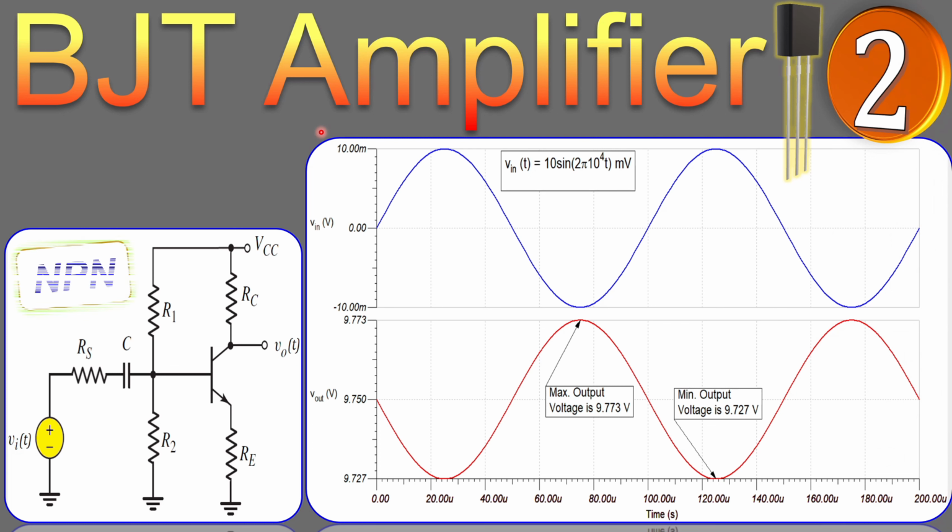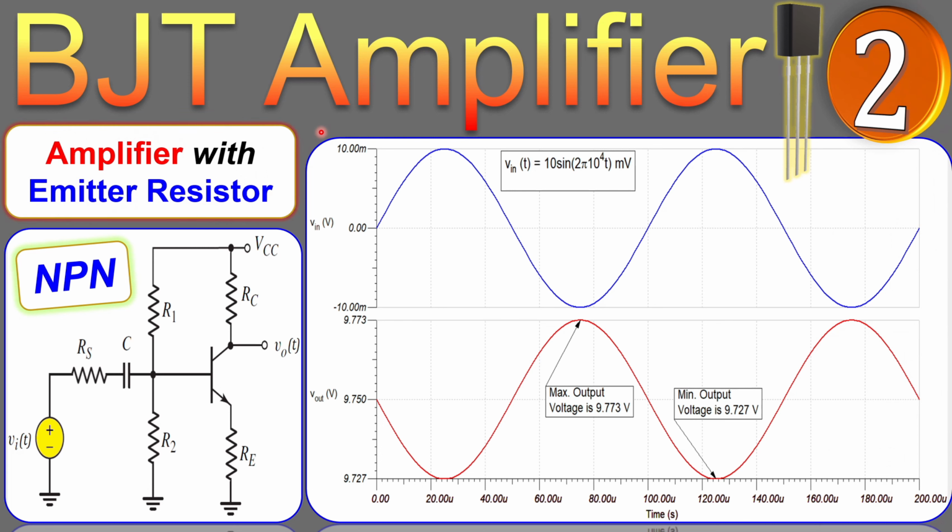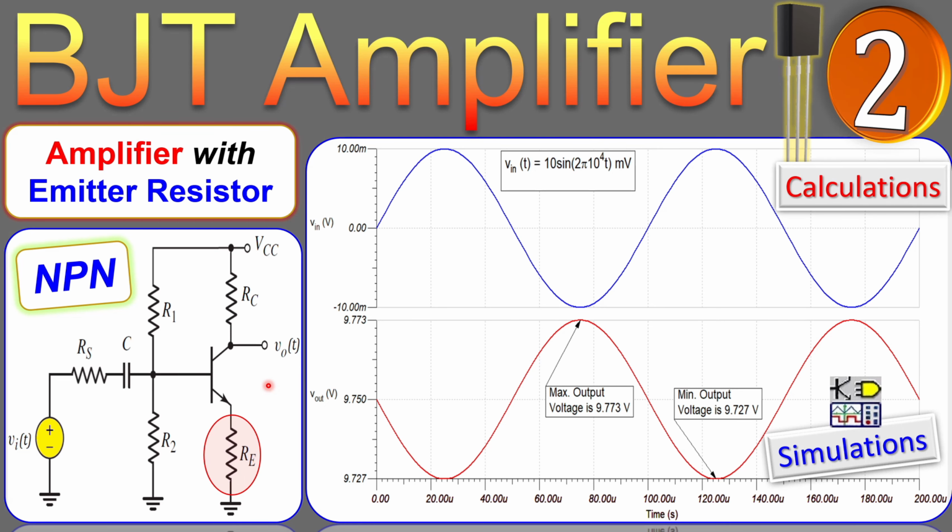In this example we will again look at the NPN transistor circuit, and specifically we will look at the effect of the emitter resistor. This resistor is shown here in red, and it will really give a stable amplification for the circuit. We will see that in our discussion. Of course, we will work out everything in our calculation step by step and also verify these in SPICE simulations.